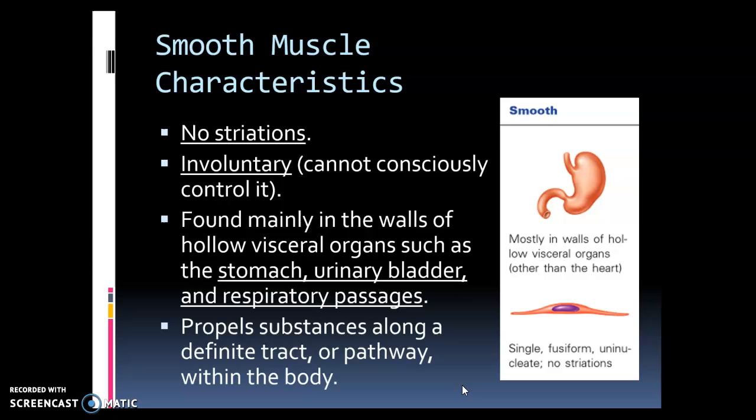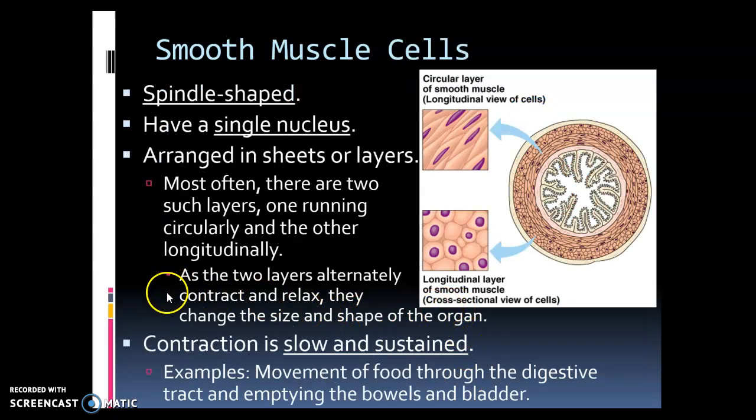That propels stuff through your system and works through a motion called peristalsis. Peristalsis is a wave-like motion that happens through your smooth muscle. So you have that spindle shape, and there's only one nucleus in these cells. So here's all the cells right here.